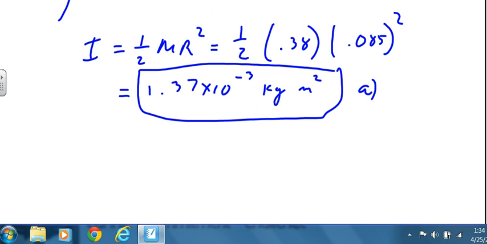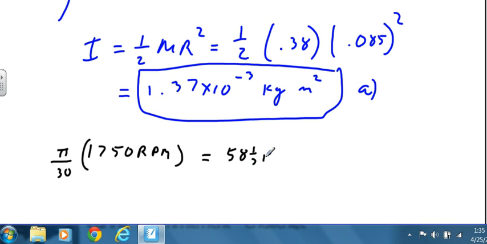Now we're looking for the B answer. What's the applied torque needed to go to 1750 RPM? Okay, so we want to take 1750 RPM, and we want to change it to radians per second. So we're going to take pi divided by 30. So 1750 divided by 30, 58 and a third pi radians per second is how fast we're going to go. And it does it in 5 seconds.